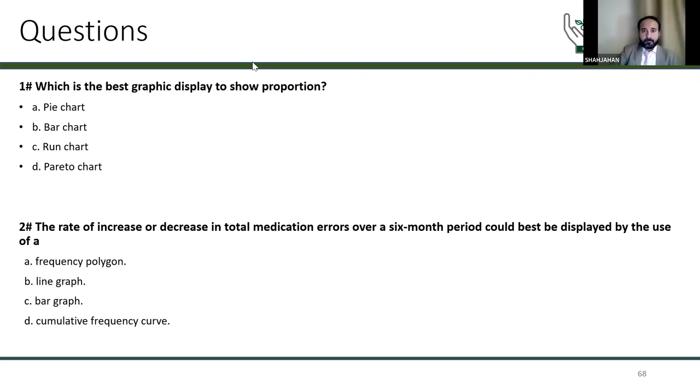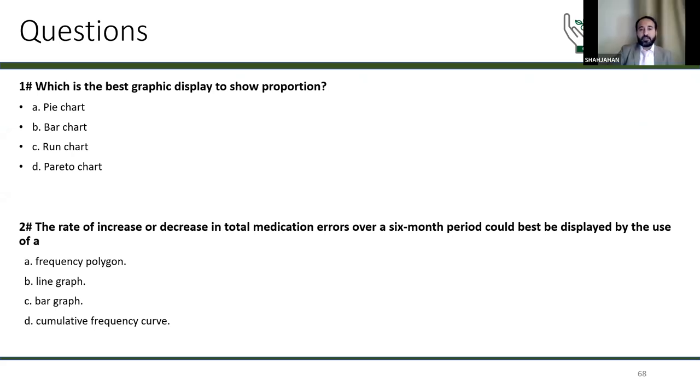Dear all, please try to answer the question in the chat box, so you will know what you understand and what you don't understand. Dr. Shahjahan will explain better what the answer is and why. I will give you just 5 seconds to answer question two. The audience, Saad and Sundus, are saying line graph. Salman, line graph. I see now two responses came from Sundas and Saad Salman.